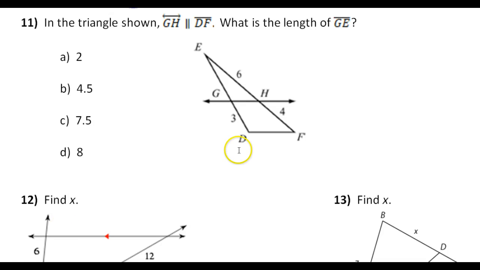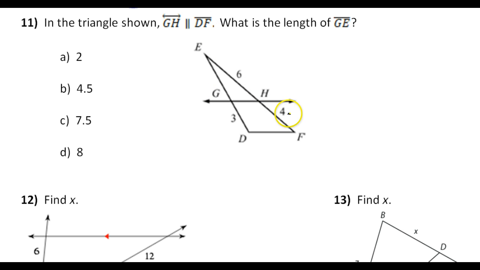In this video we are going to learn about proportionality. So we're going to learn in a few different situations what lengths will be proportional, and we'll use that to find some unknowns. For example, in problem number 11 we are told that GH is parallel to DF.